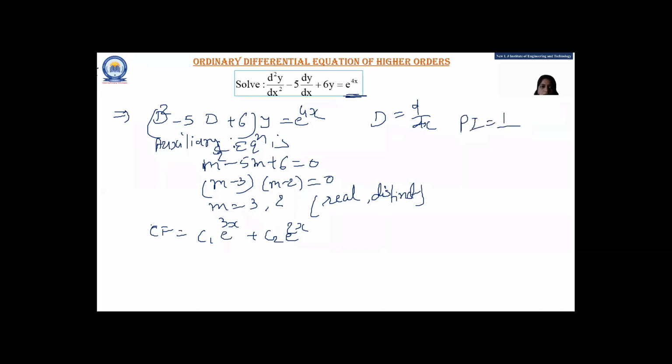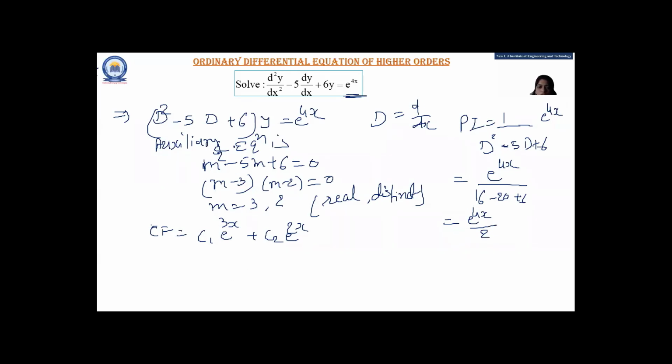PI is 1 upon f(D), and 1 upon f(D) is what? The multiple of y. So your f(D) is D square minus 5D plus 6, and your right hand side is e raised to 4x. So you have to just replace the multiple of x, that is 4, in the D. So what is our denominator now? By replacing this, it is 16 minus 20 plus 6. So 16 plus 6 is 22, and 22 minus 20 is 2. So your PI is e raised to 4x by 2, and your denominator is non-zero.